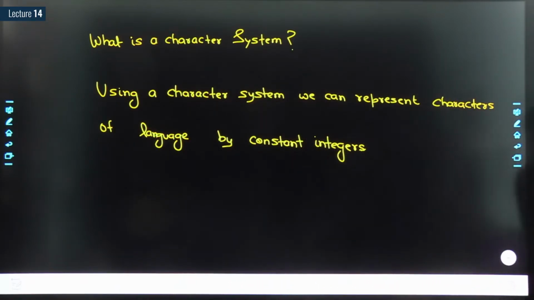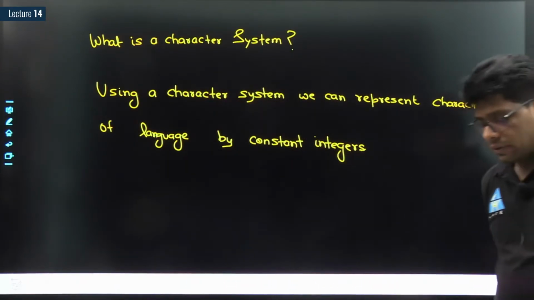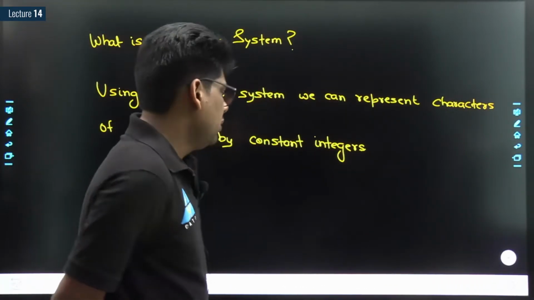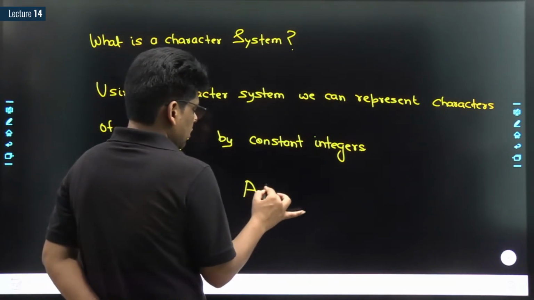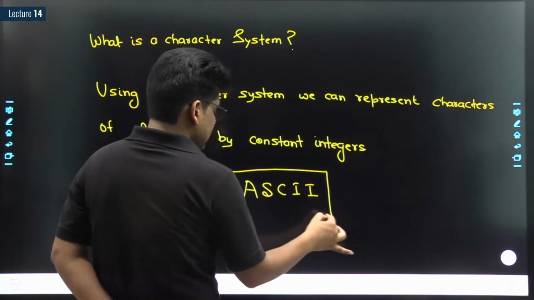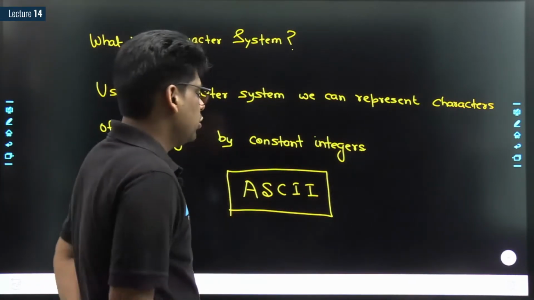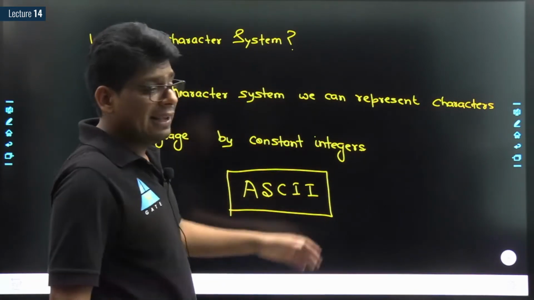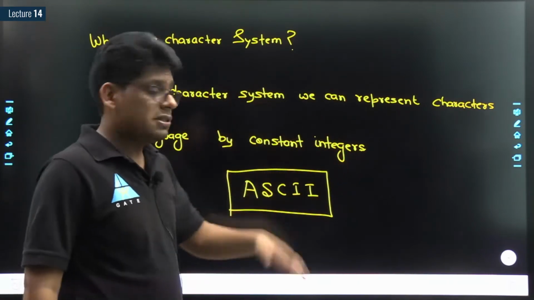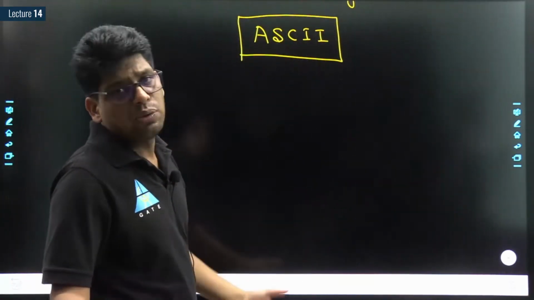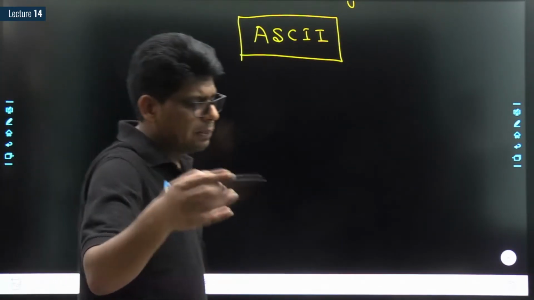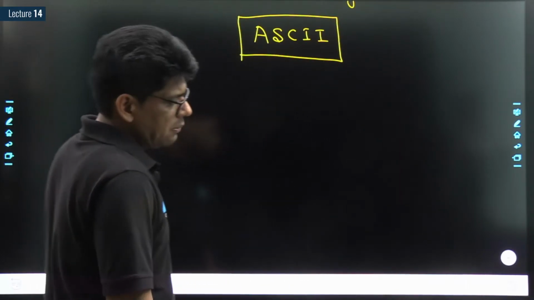There are a number of character systems available, but the most standard one is the ASCII character system. What is ASCII? You have already heard about ASCII codes. ASCII is nothing but a character system used for the English language, or English type language.